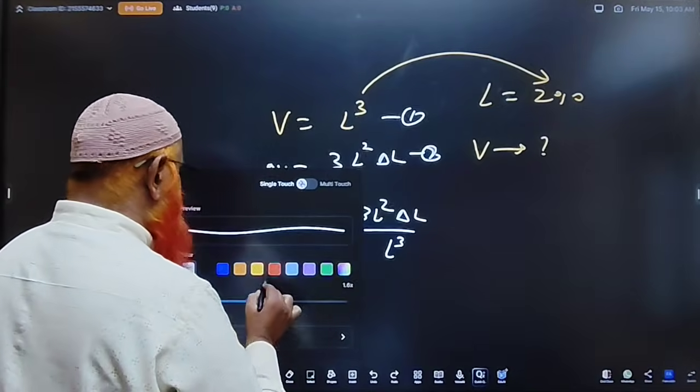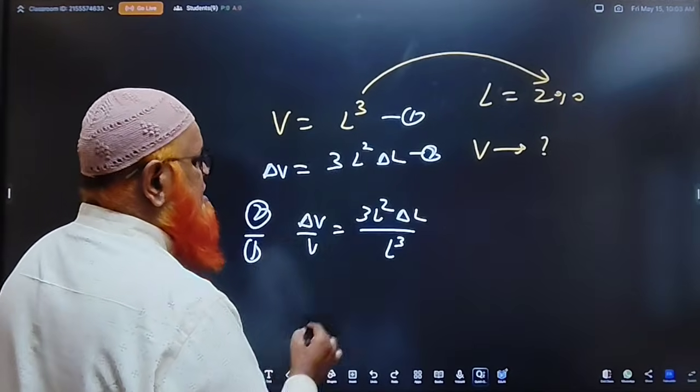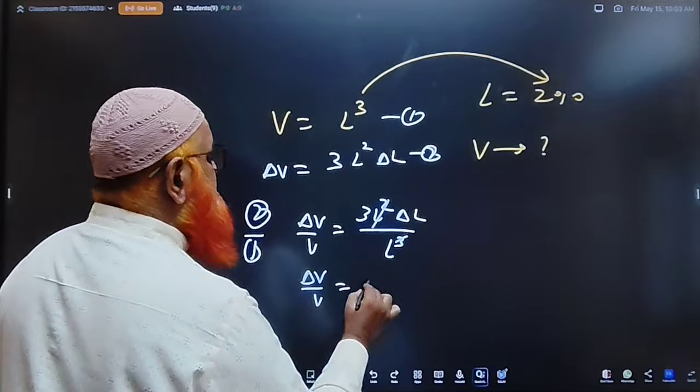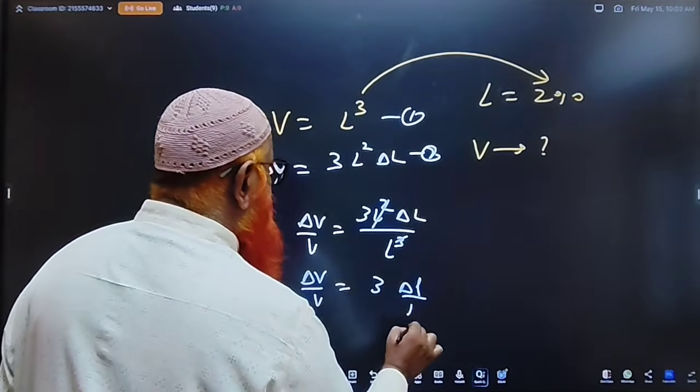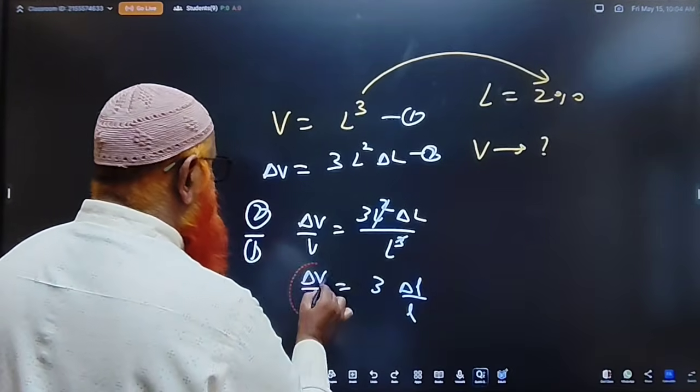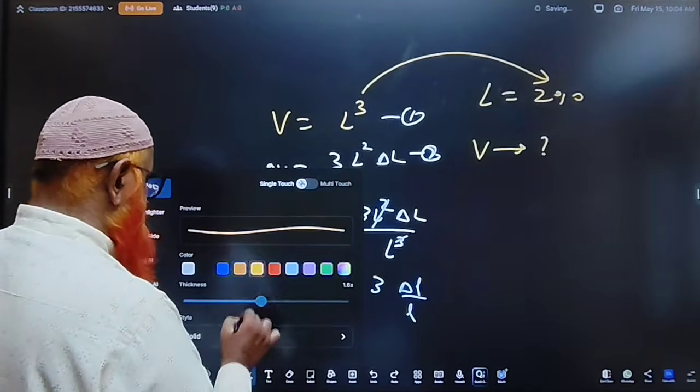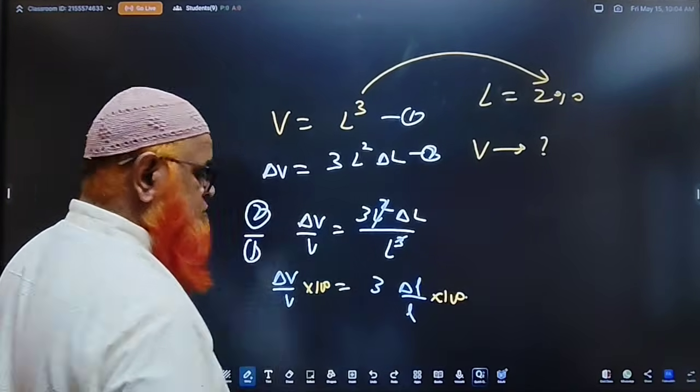So what gets cancelled here? L square and L cube get cancelled. So delta V by V is nothing but 3 into delta L by L. For percentage, what will you do? Multiply by 100. You are going to do this one.